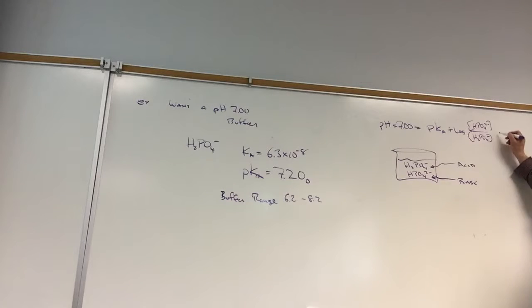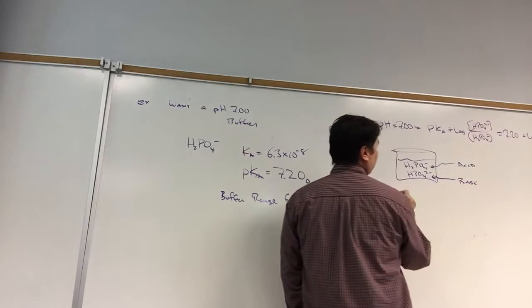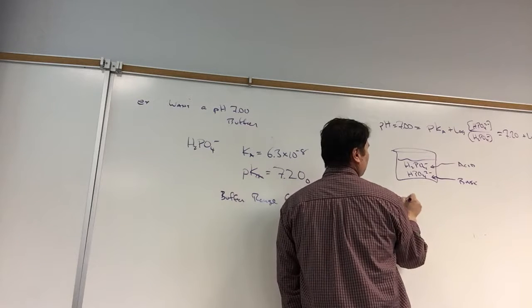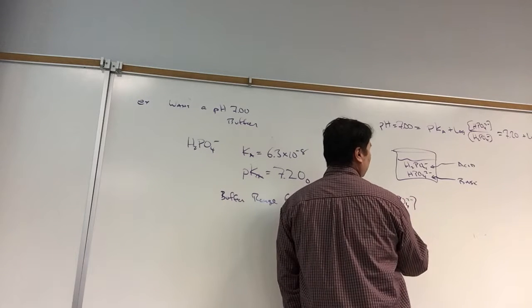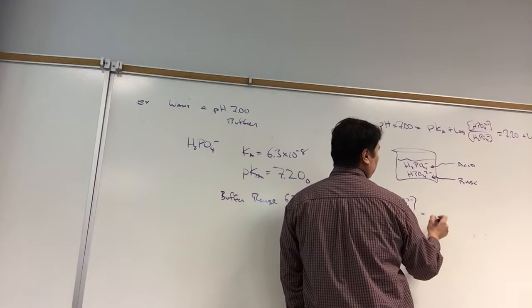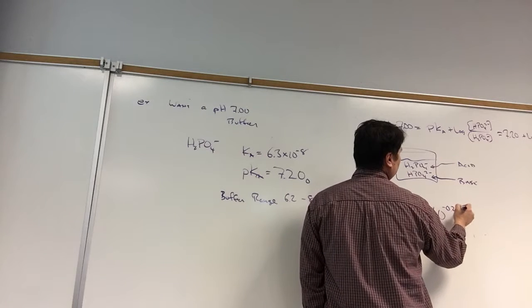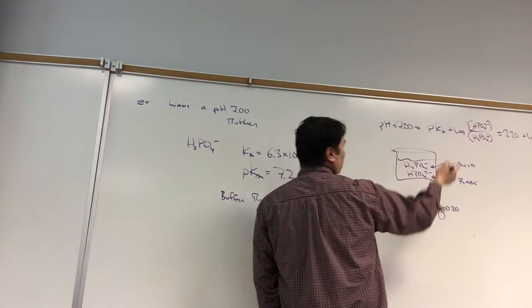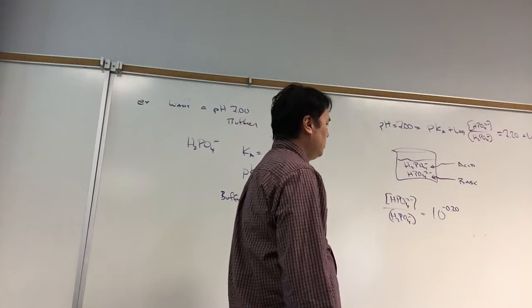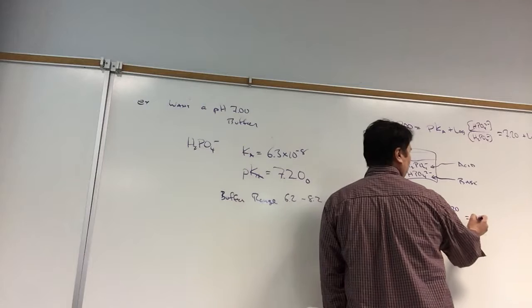Now, we know what the pKa is. The pKa is 7.20 plus the log. What we have to do is figure out what the ratio is, so we're going to solve for that ratio. The ratio of HPO4 2 minus over H2PO4 minus is going to equal 10 to the minus 0.20. It's 7 minus 7.2, which is negative 0.2. So what does that come out to?